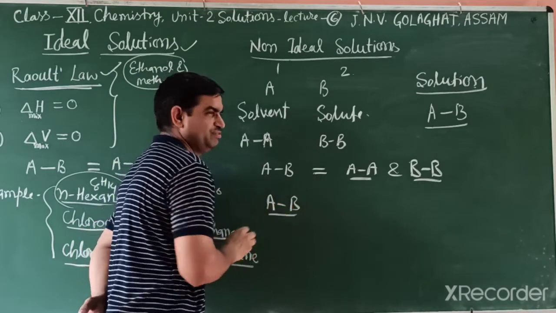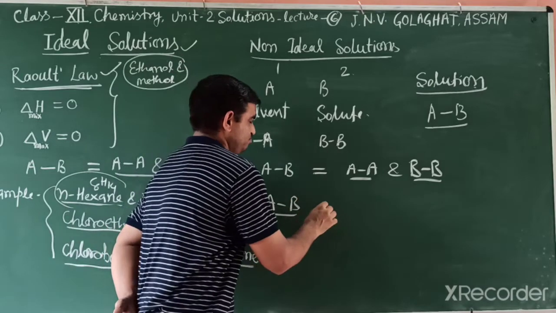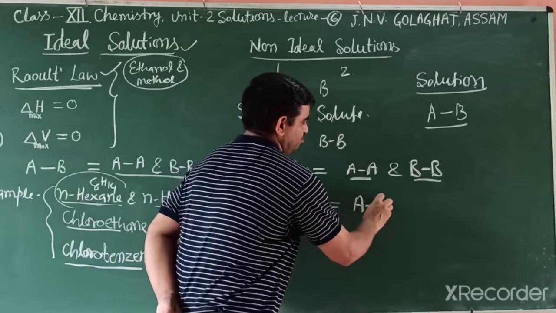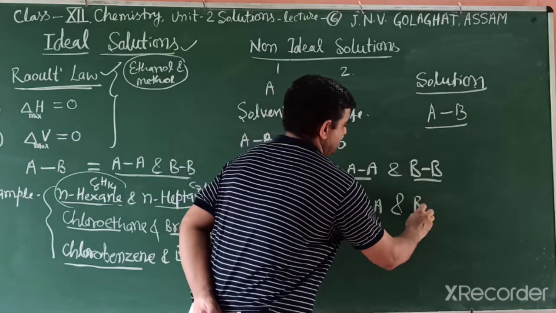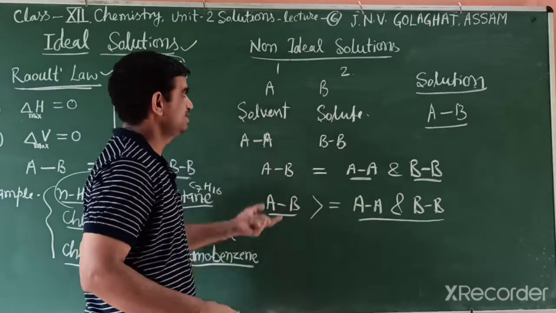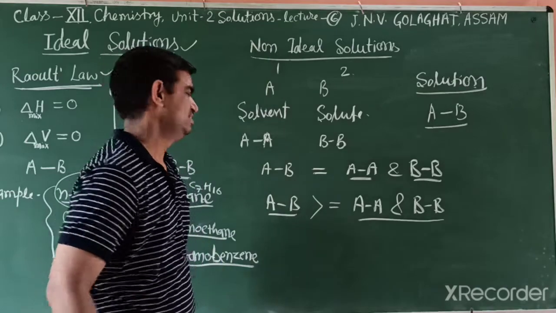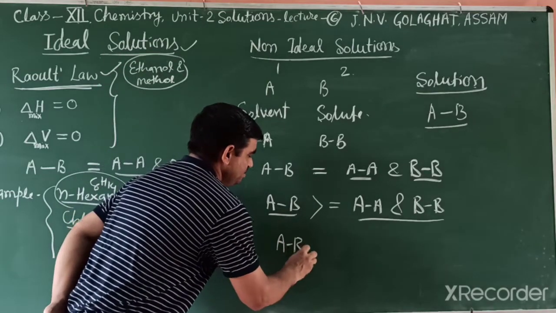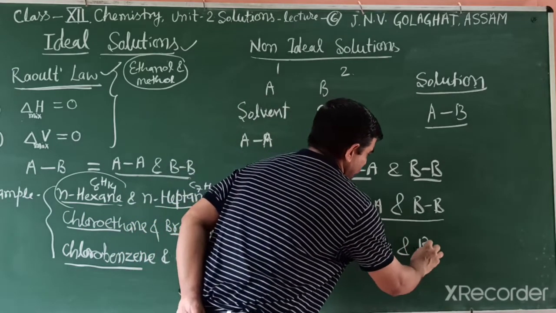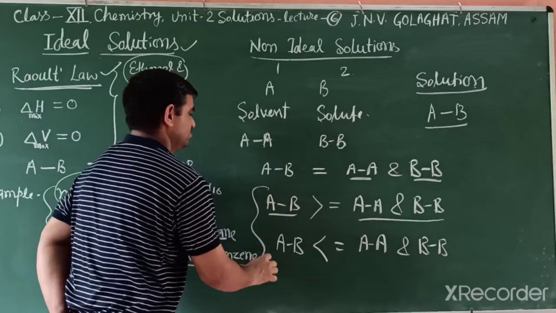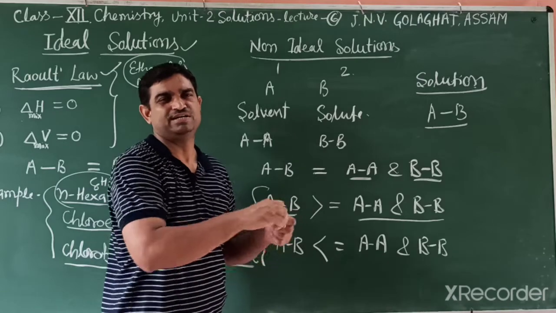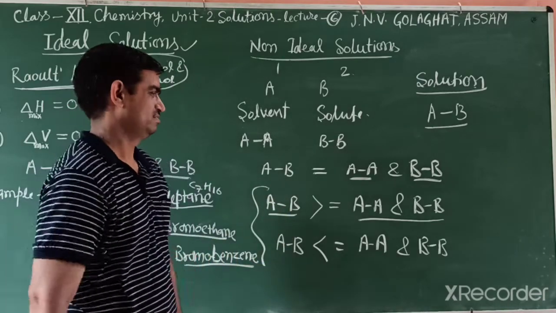The new force may be weaker or stronger. If the AB force is stronger than the AA and BB forces, then the solution is non-ideal. If the AB force is weaker, that is also a non-ideal solution. So these are the factors why solutions are non-ideal. They do not follow Raoult's law over the entire range of concentration, temperature and pressure.